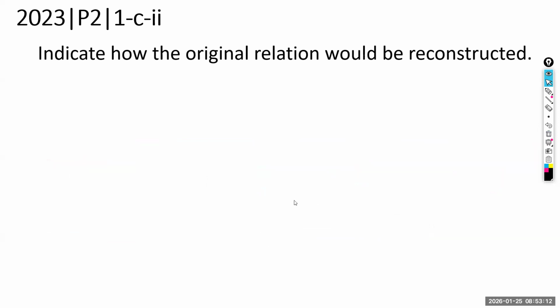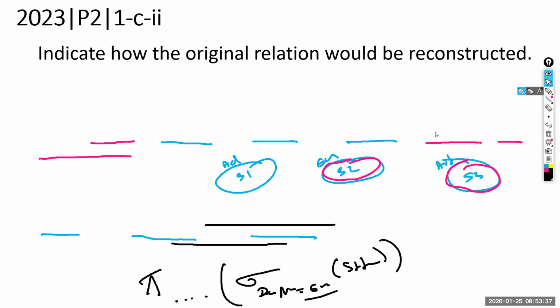Right. Next, indicate how the original relation would be reconstructed. So that means, now we have sigma, right? We have sigma, two things. Department name is engineering and department name is art. So those two you need to union, right? Those two you need to union, okay? Because then only you get all the records.